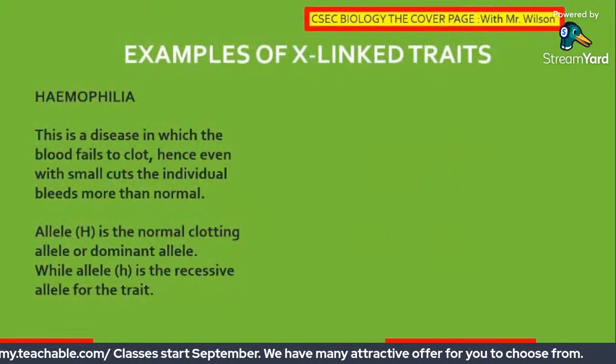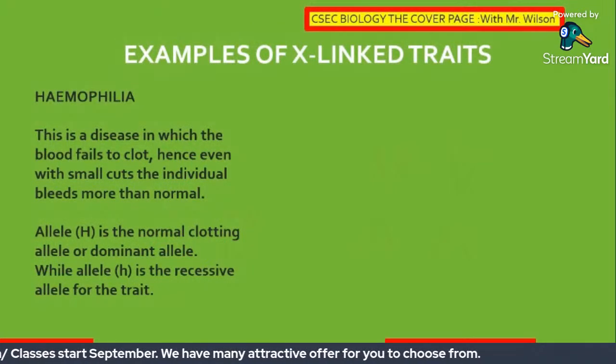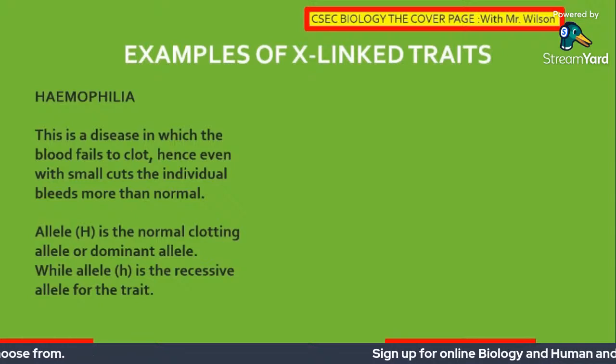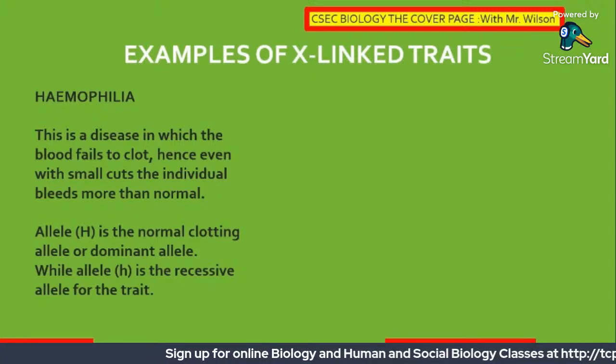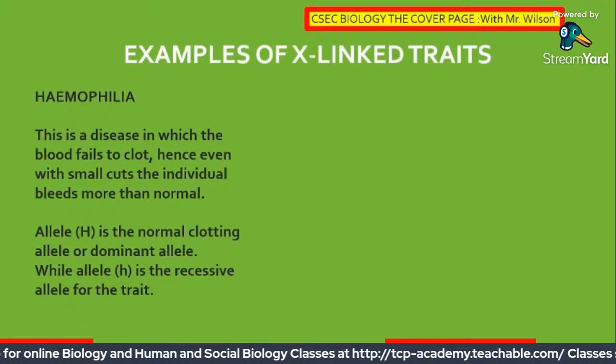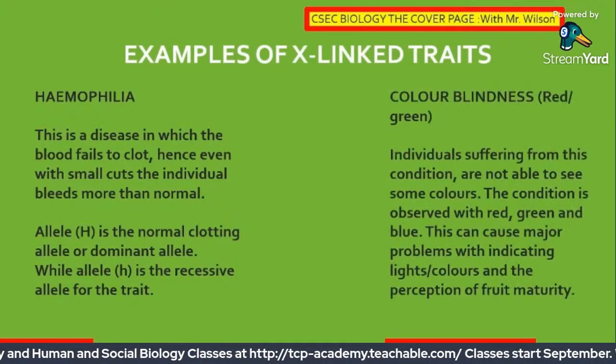Hemophilia. This is a disease in which the blood fails to clot. Hence, even with small cuts, the individual bleeds more than normal. Allele capital H is the normal clotting allele or dominant allele, while allele common h is the recessive allele for the trait.